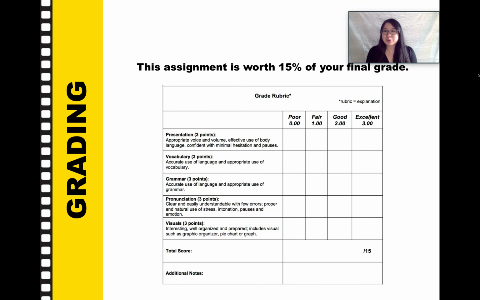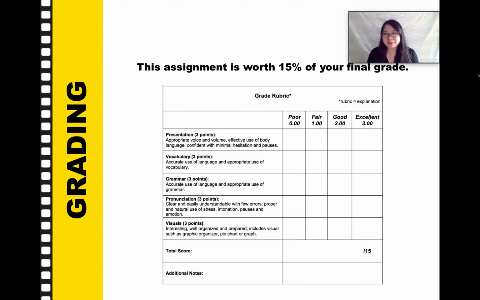A really important part that we must look at together is the grading rubric. You can find a copy of this rubric on YSEC. Because the midterm exam was canceled, our assignments are now worth a little bit more. Assignment 1 will be worth 15% of your final grade.